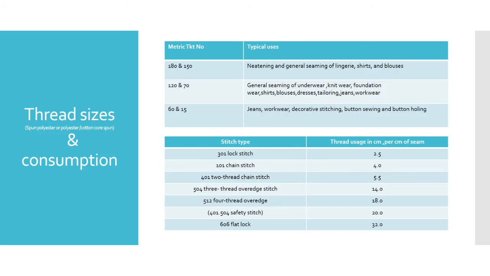The various stitch types and their consumption are as follows. 301 lock stitch is around 2.5 cm per cm of seam. 101 chain stitch around 4. 401 2-thread chain stitch around 5.5. 504 3-thread overedge stitch is around 14. 512 4-thread overedge stitch around 18. 401.504 safety stitch is around 20 cm. And last, 606 flat lock, its consumption is around 32 cm per cm of seam.